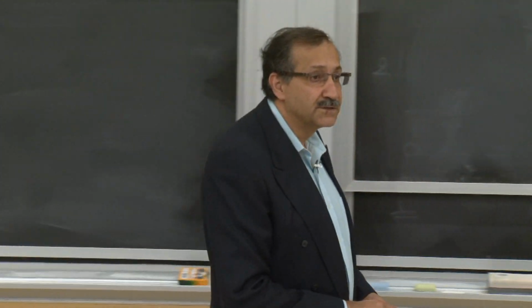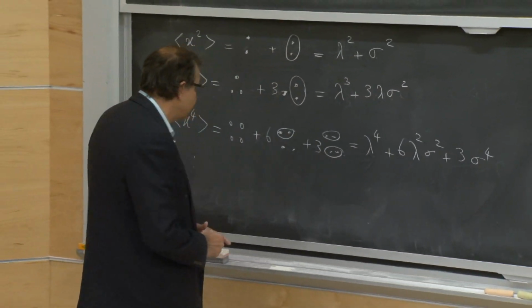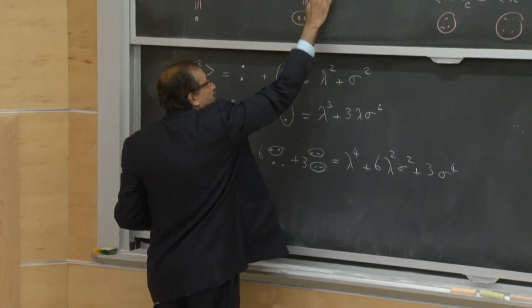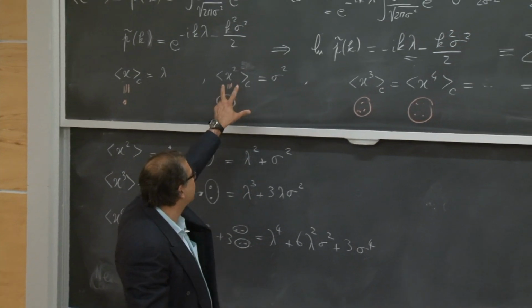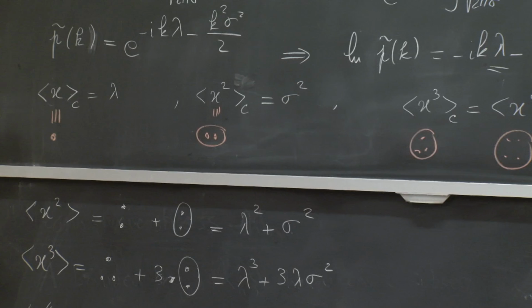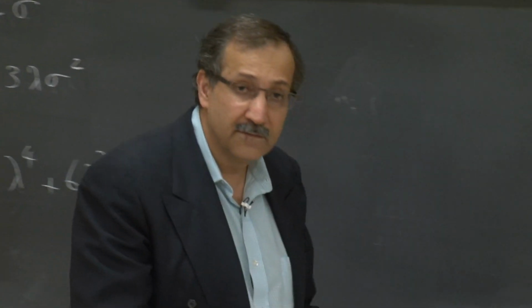OK? Question? Yeah? The second cumulant supposed to be squared? Where? Oh, the second cumulant of x squared, yes. The coefficient of k squared is the second cumulant. The additional 2 was a mistake. Okay. Anything else?